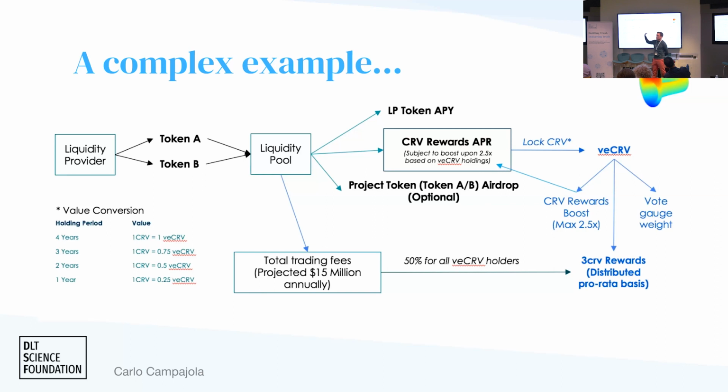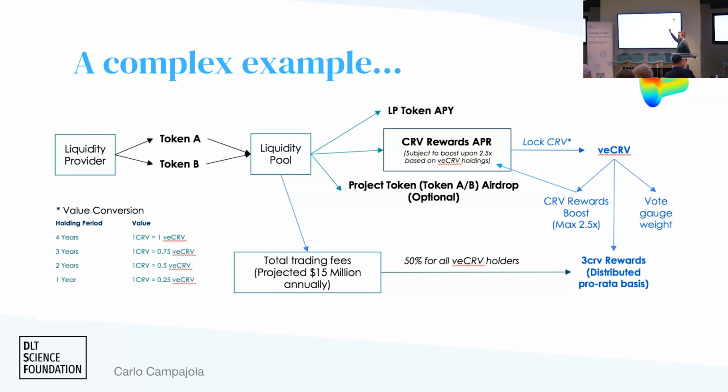Depending on the amount of time that I lock them into the vault, I'm going to get a different number of veCRV for every CRV that I lock. So the longer the period, the more veCRV I get. The maximum is 4 years. The minimum is even less than 1 year, actually.